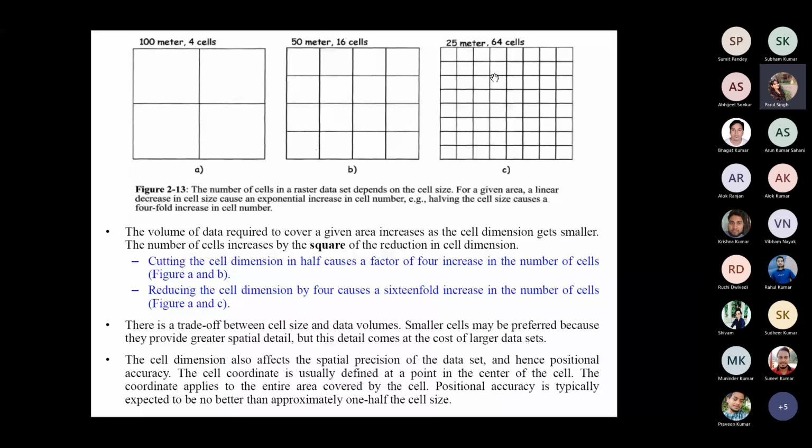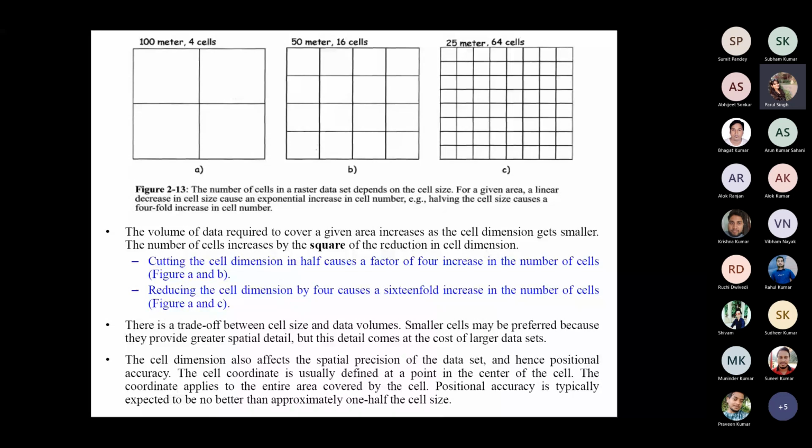What will be the problem with 25 meter cell dimension, and what will be the problem with 100 meter cell dimension? Ma'am, with 25 meter cells, data storage will be more. Okay, and with 100 meter? Ma'am, data will be less, but detailed information will not be there. Broad analysis we can do on the first one.